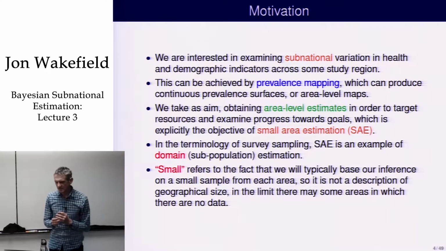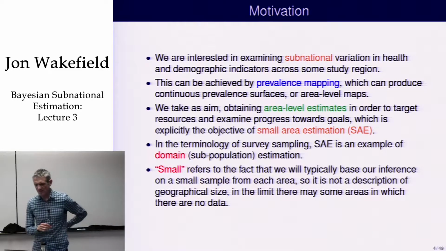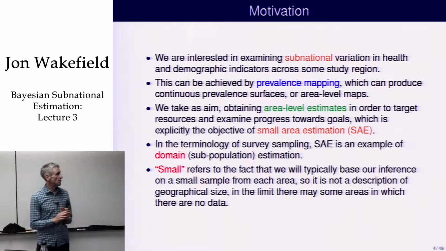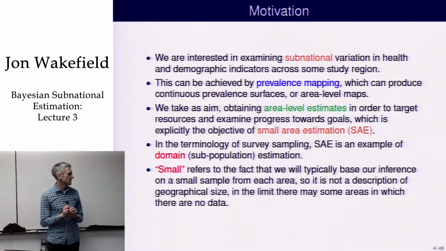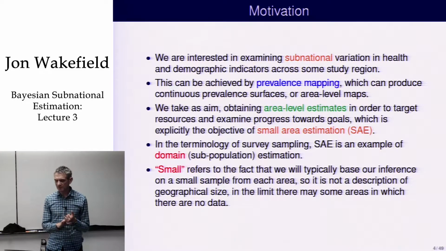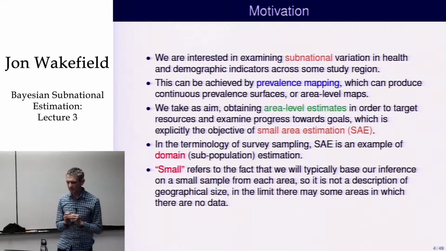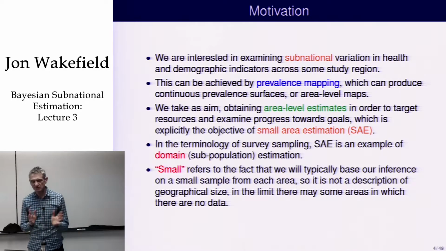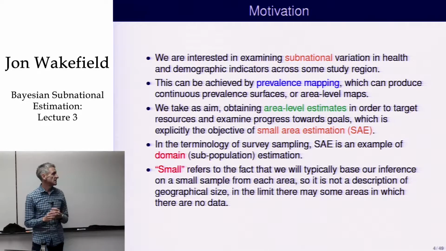And so this is a classic example of what's known as small area estimation. And just to introduce some terminology, small area estimation is what's called in the survey sampling literature domain estimation. And small here, just to emphasize, refers to the fact that we're typically trying to base our inference on small numbers of samples from an area, and in the limit, no samples in an area.